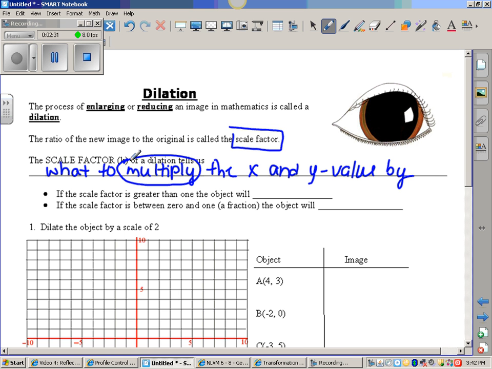If you add or subtract numbers, that's our translation, moving it left, right, and up and down. When you're multiplying, you're going to result in a bigger or a smaller shape. The way you tell if you're going to get a bigger or smaller is by what number you're using. If your scale factor is greater than 1, your object will enlarge. It's going to get a lot bigger. We're going to see that in example number 1. If the scale factor is between 0 and 1, or a fraction, the object will reduce or get smaller. That's what we're going to see in example number 2.